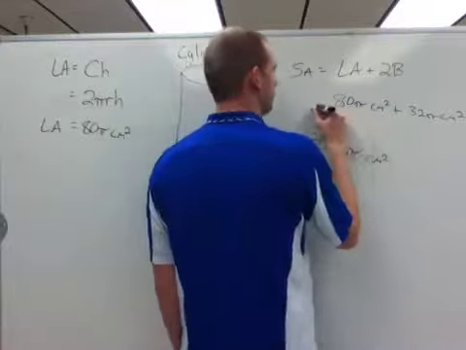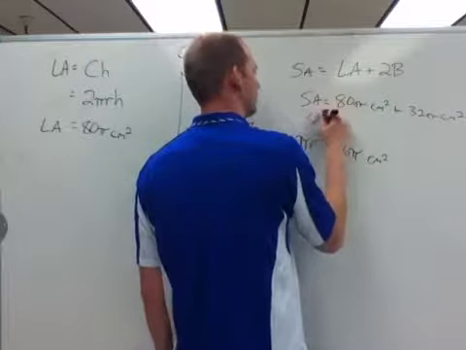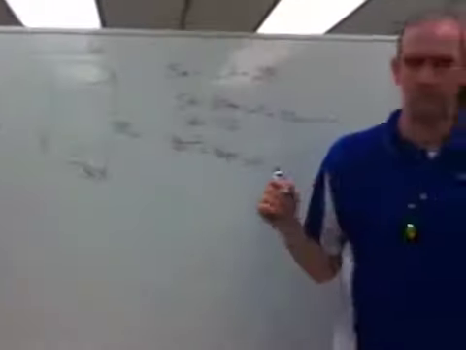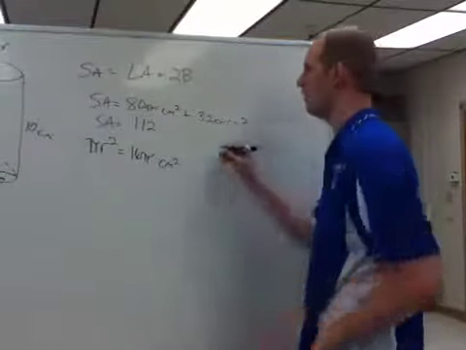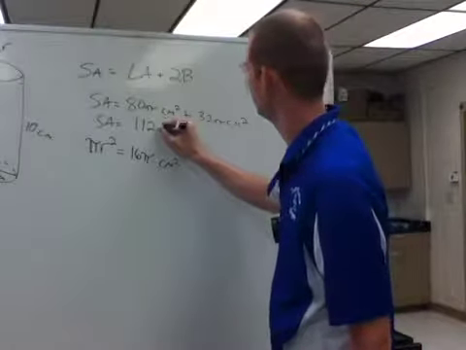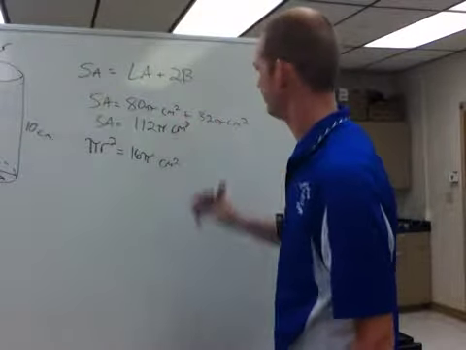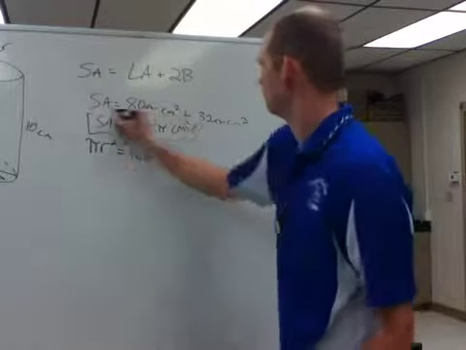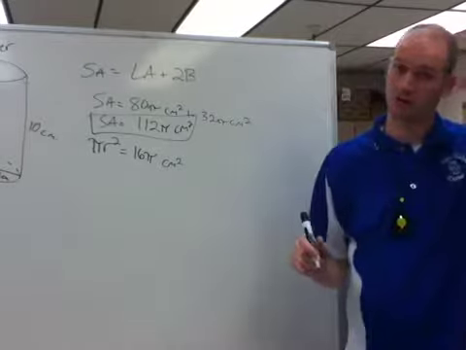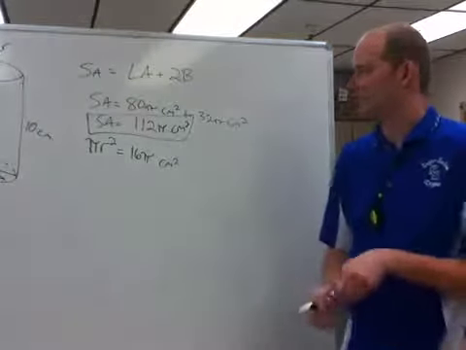So altogether, my surface area equals 112 pi centimeters squared. Sorry if you missed all those numbers I just wrote in. And that would be my surface area. Now, some questions will ask for the lateral area. You need to read the directions carefully. But other than that, you should be good to go.